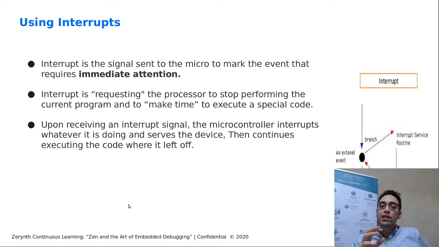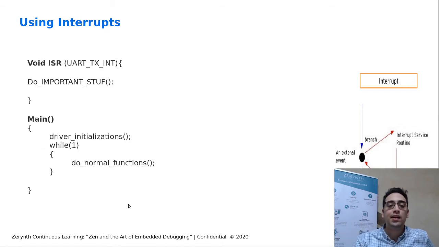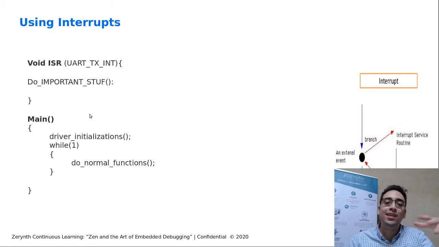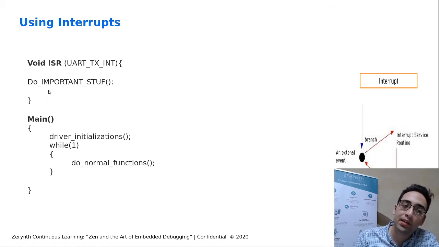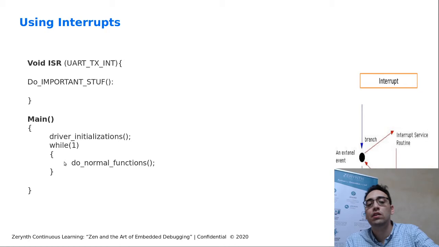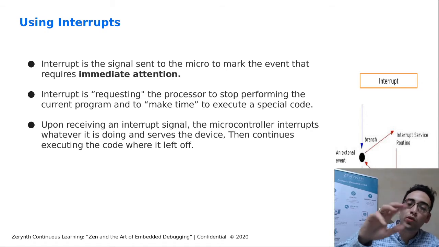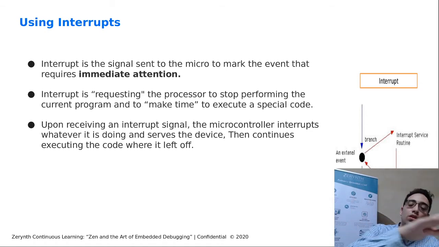However, in the interrupts, I'm not defining it like that. In the interrupts, I am basically doing some normal operations, my normal code, and if something happens, it will be defined somewhere else, and it will stop whatever it is doing and go execute this very important code, which is the service routine. So the interrupts essentially are marked events that require immediate attention. Interrupts request the processor to stop performing the current program and take time to execute the special code and then go back to the current program.